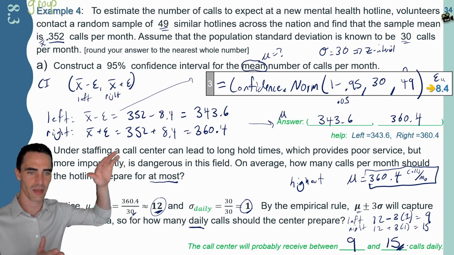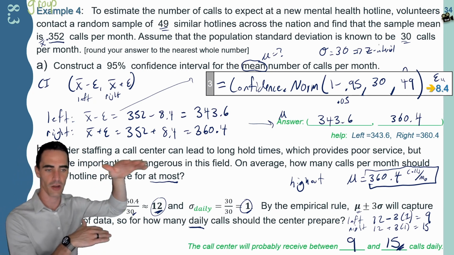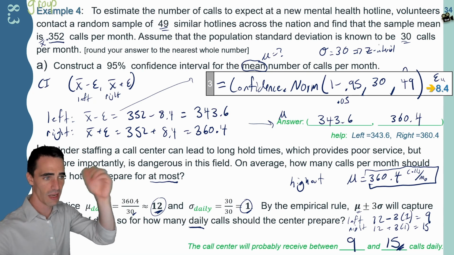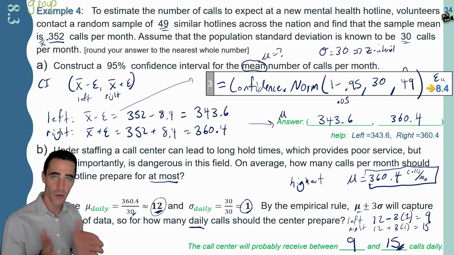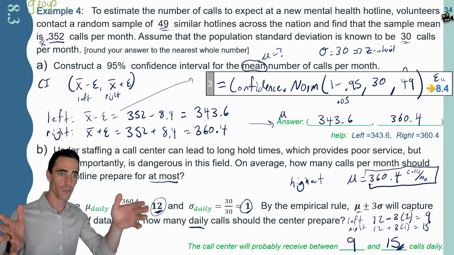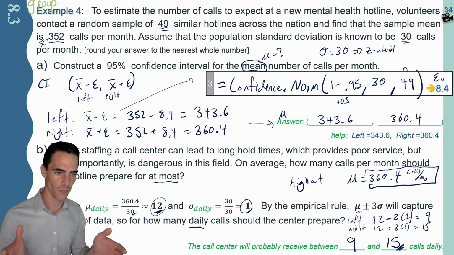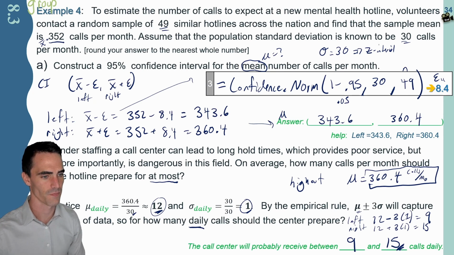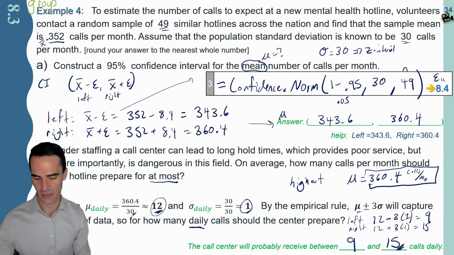And you can think about it like your floor and your ceiling for how many calls you can expect to happen in a day. But again, we get that from taking an average, putting it per day, and then using the empirical rule, because these things are normally distributed. We know how the mean behaves, and then we can build out that prediction. So let me clean up and wrap with this.